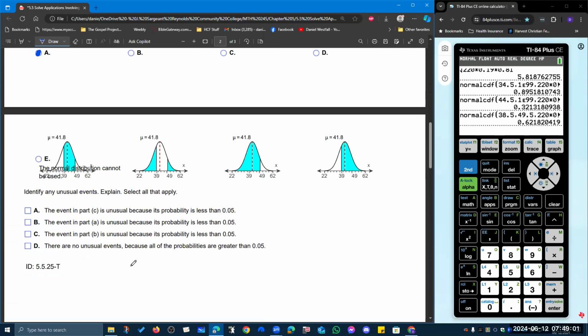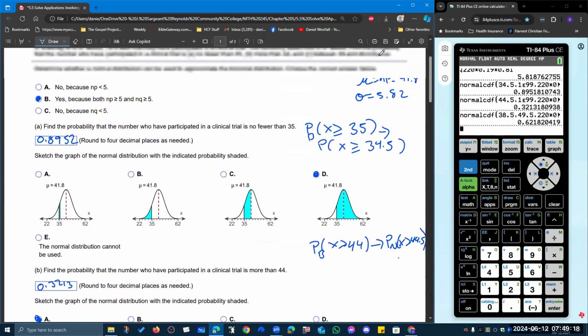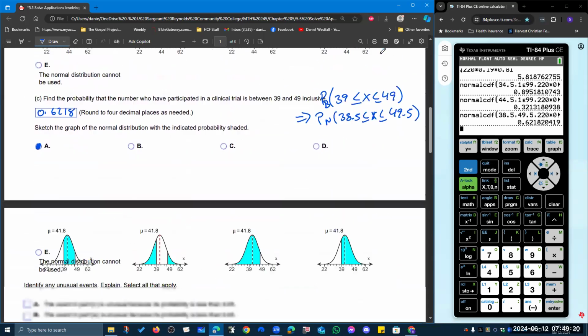Any unusual events here? All of them appear to be above 5%, so there are no unusual events. Let's just verify. Yeah, all above 5%.